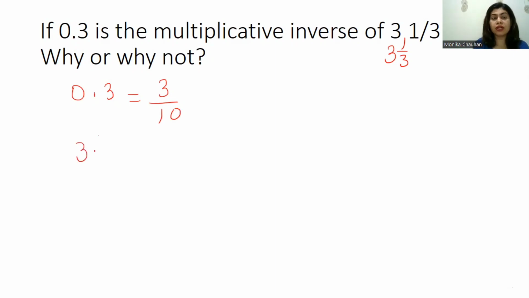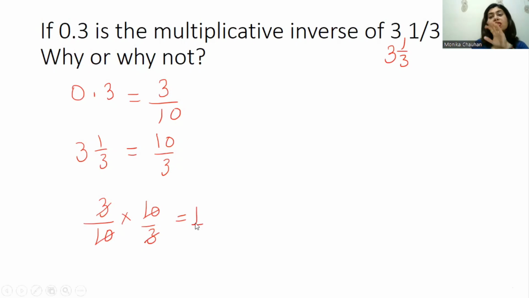And 3 whole 1 by 3 can be simplified further. This is a mixed fraction. Convert this into an improper fraction. It is 3 times 3, which is 9. 9 plus 1, 10 over 3. Okay, so now if we want to check whether they are multiplicative inverses or not, what we have to check is 3 upon 10 into 10 upon 3. Do you think what you're getting? 10 can be divided by 10. 3 can be divided by 3. So the answer you got is 1.